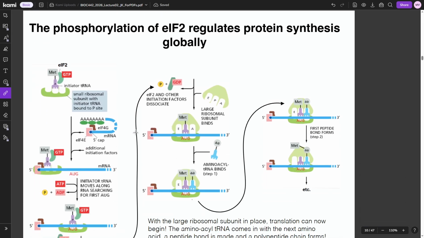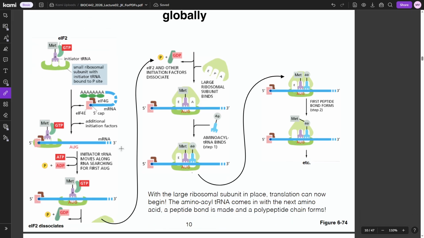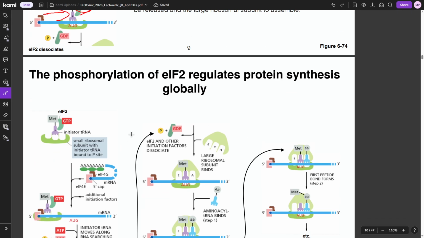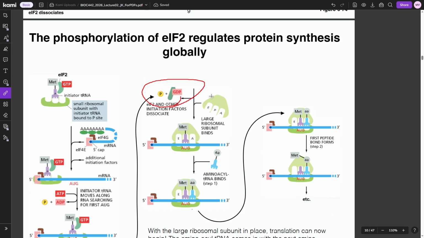And so I talked about this before, but I didn't really show it here very well. But you can imagine, this is the rest of the process. So, like I said, after this hydrolyzes, the large ribosomal subunit slaps on, and then you continue with translation like normal.